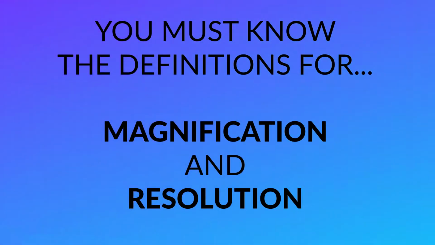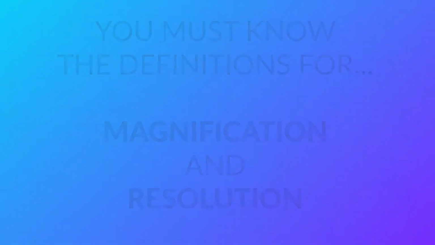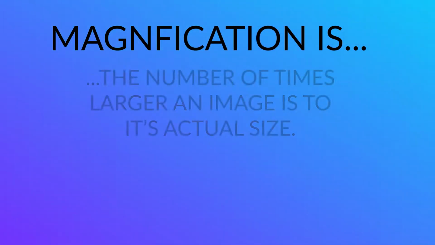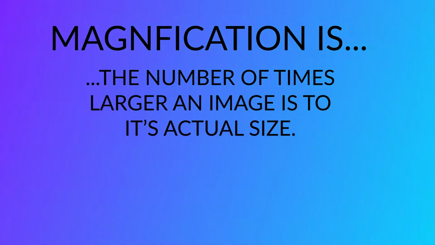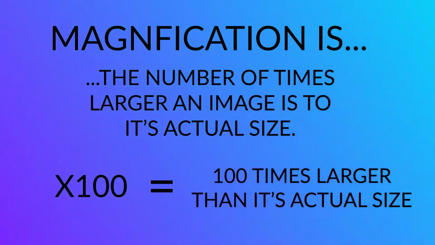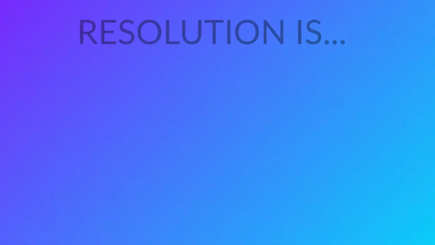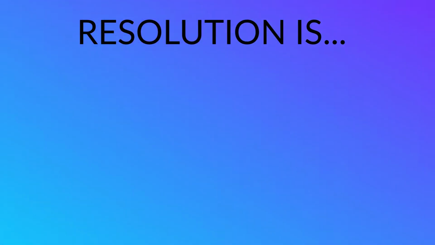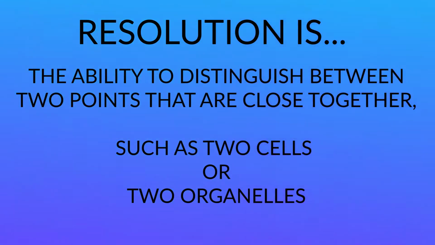You must know the definition for magnification and resolution relating to microscopy. Magnification is the number of times larger an image is compared to its actual size. For example, if a specimen is magnified by 100, then the image is 100 times bigger than the specimen's actual size. Resolution, on the other hand, is how blurred an image is. Therefore, resolution is the ability to distinguish between 2 points that are close together, such as 2 cells or 2 organelles.